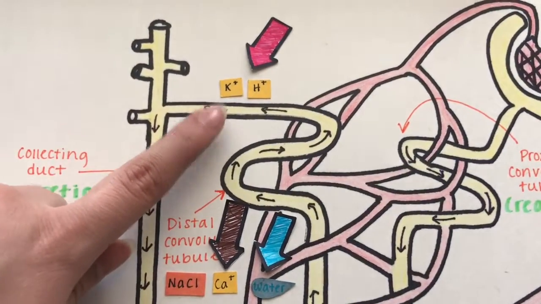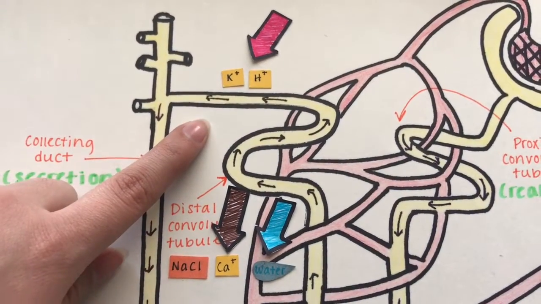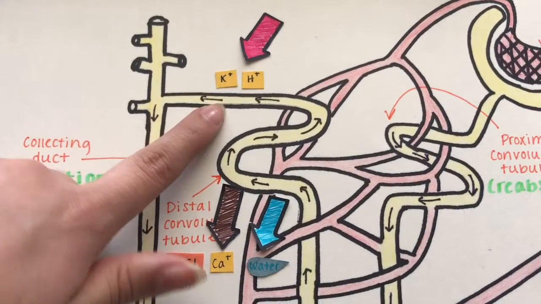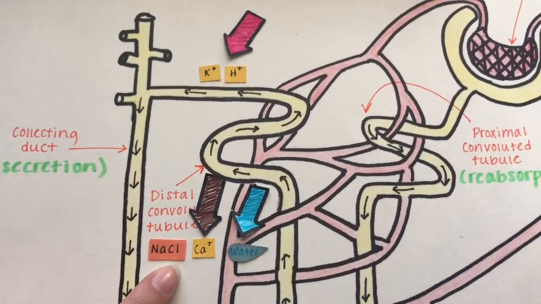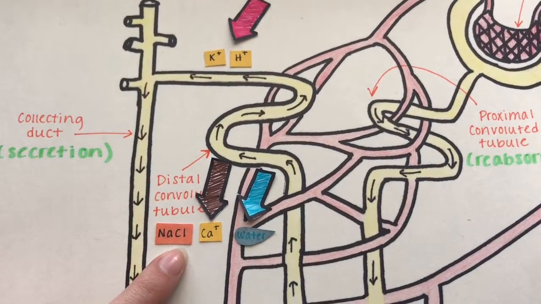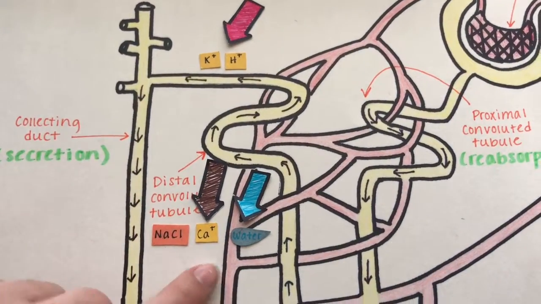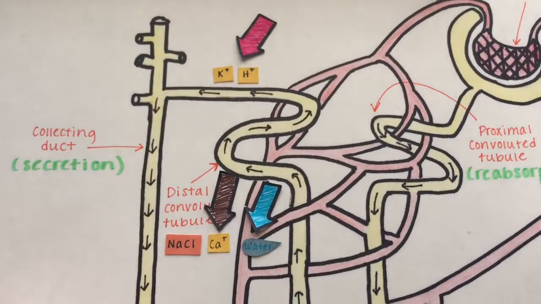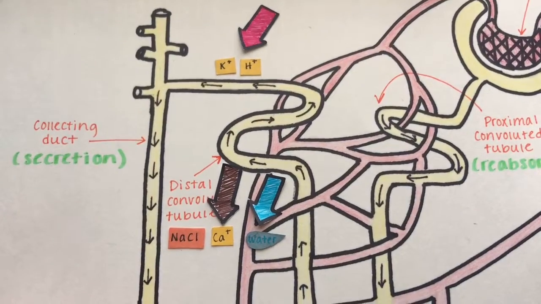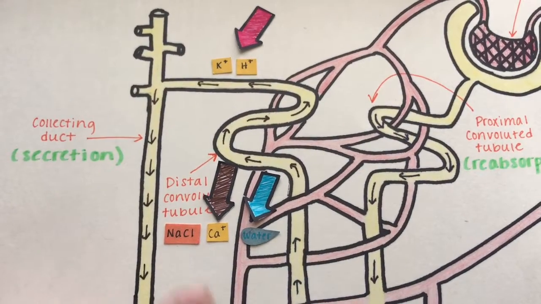So we can see that the distal convoluted tubule secretes potassium ions and reabsorbs sodium ions, and this helps in the regulation of those ions. And it also reabsorbs calcium, and it also secretes and reabsorbs hydrogen ions. But the main ones would definitely be potassium and sodium ions.